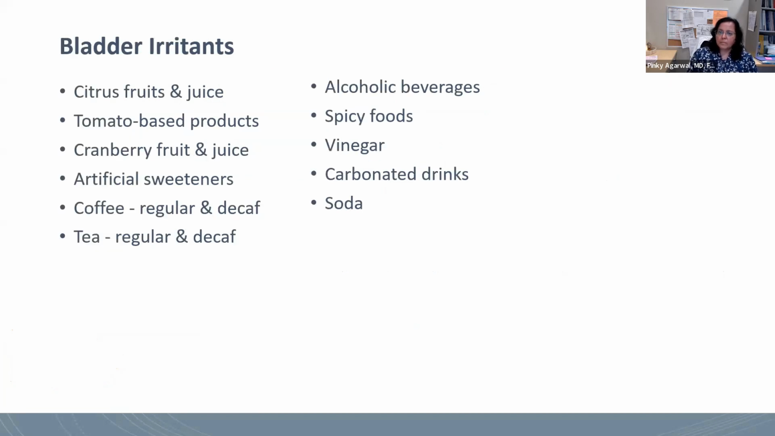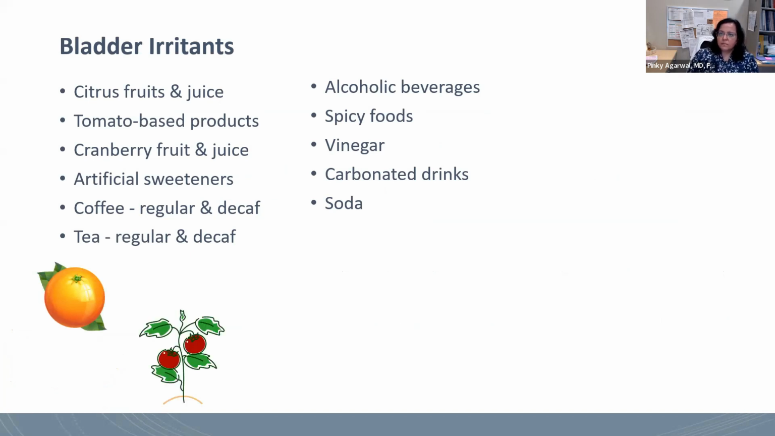The following are common bladder irritants. The tissue that lines the bladder is very sensitive, particularly to acidic liquids and other foods. In particular, citrus fruits and juice and tomato-based products, which are all high in acid, as well as cranberry fruit and juice, are to be avoided. What you may not recognize, though, is that the bladder is very irritated by artificial sweeteners.